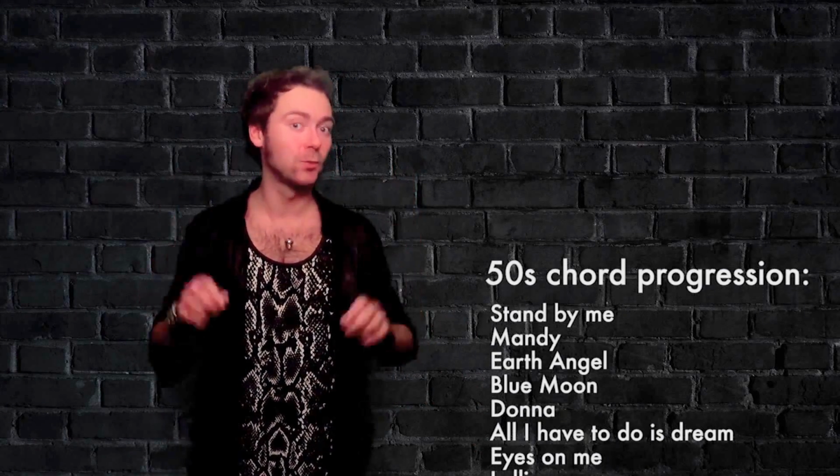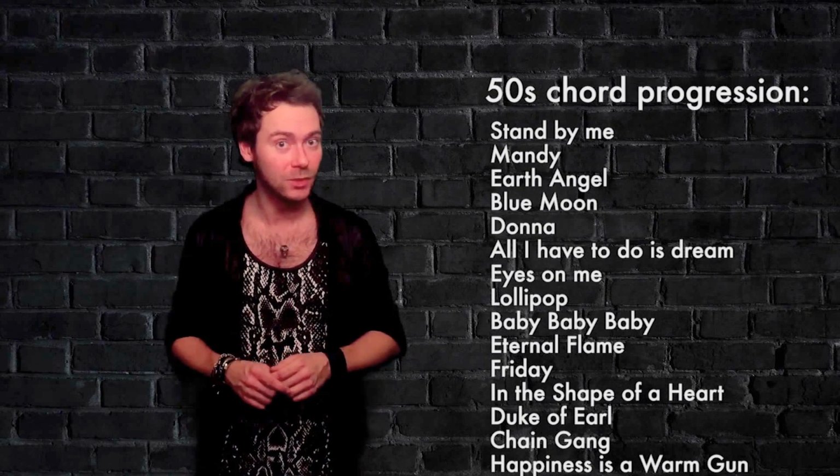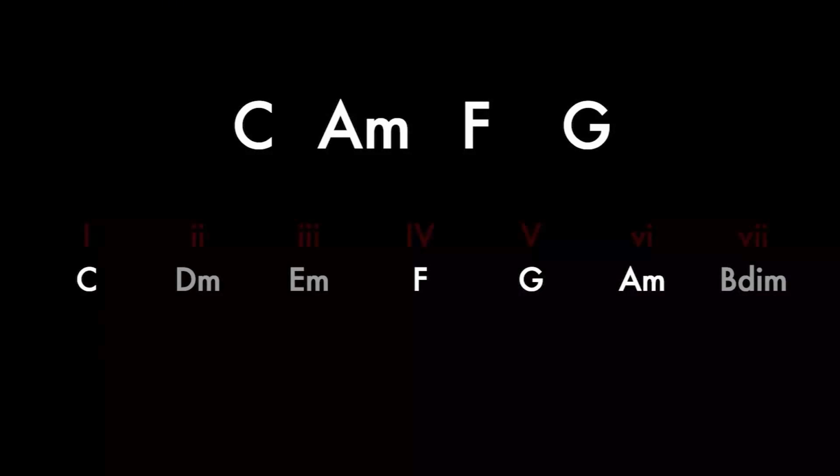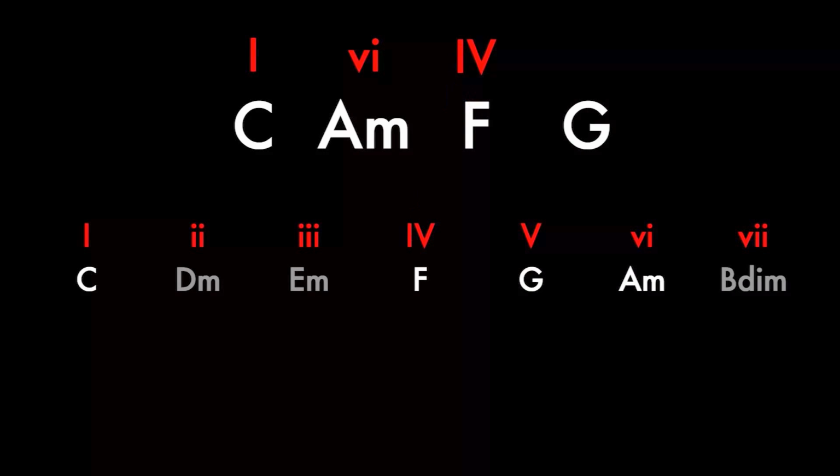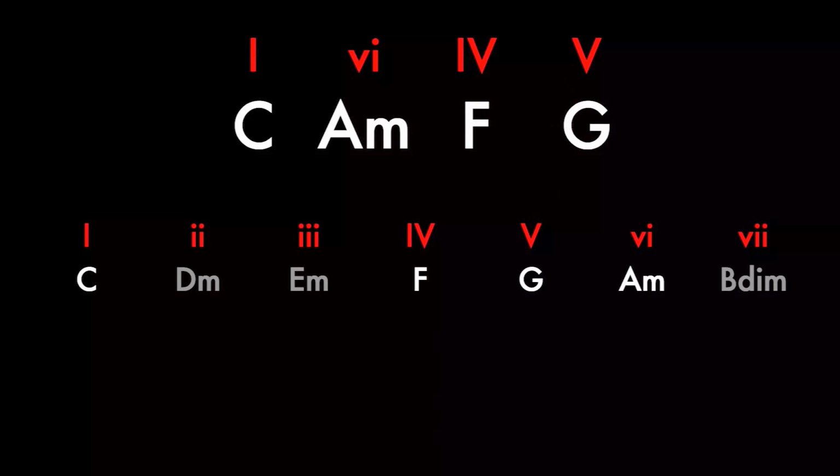Let's take the 50s chord progression, aka the Stand By Me changes, in C major. C, A minor, F, G. Let's look at which position in the key each of the chords have. Since C is the first chord, A minor is the sixth chord, F is the fourth chord, and G is the fifth, we can instead write the progression as 1, 6, 4, 5.